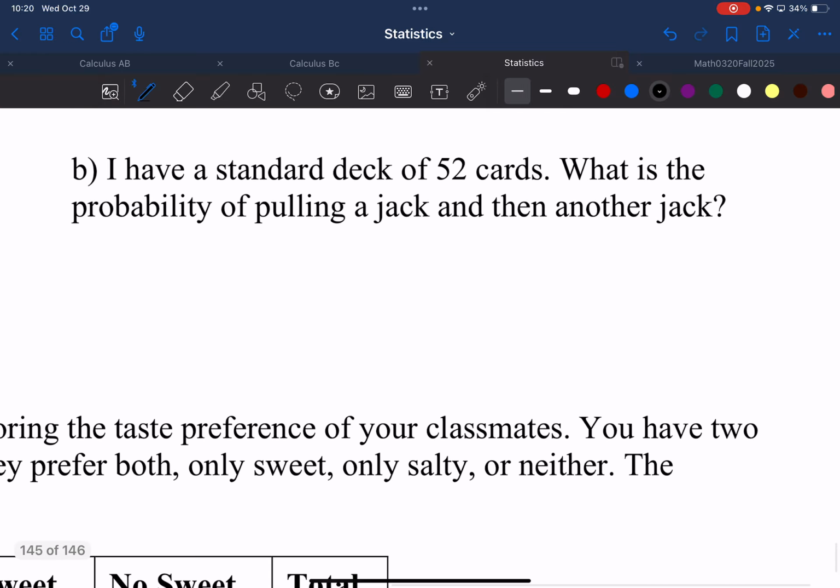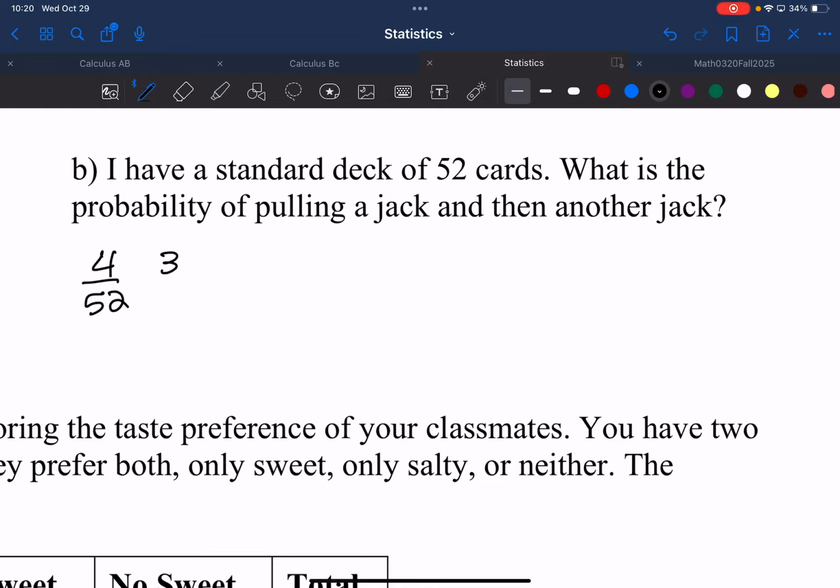B says, I have a standard deck of 52 cards. What is the probability of pulling a jack and then pulling another jack? Okay, well, how many jacks are in a deck of cards? 4. So we have 4 over 52 for our first one. Well, if we want to have the probability of pulling another jack, if we already pulled 1, is there still 4 in the deck? There's 3 in the deck.